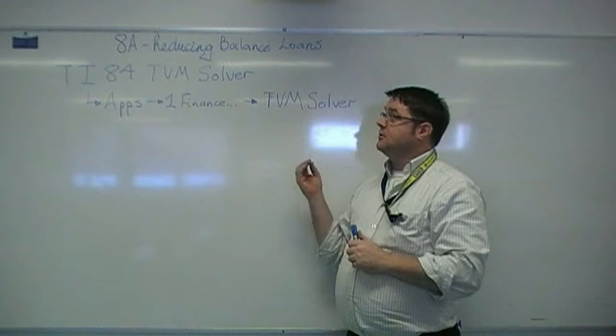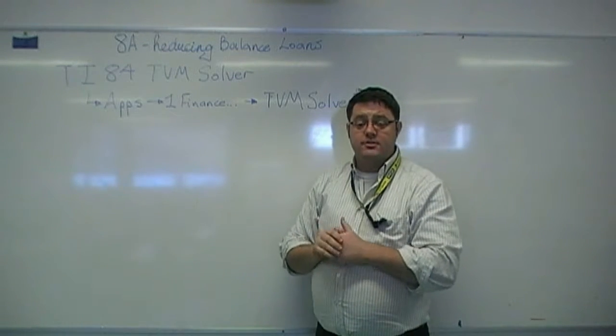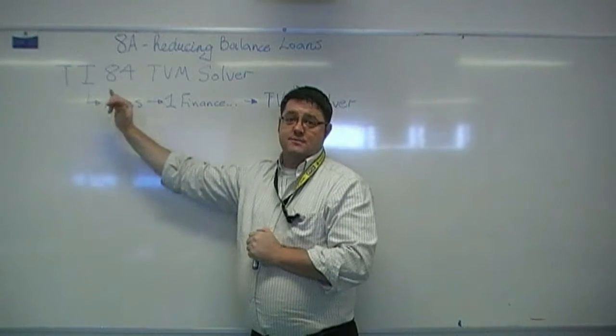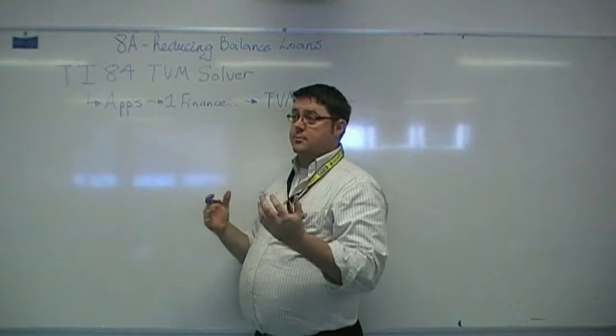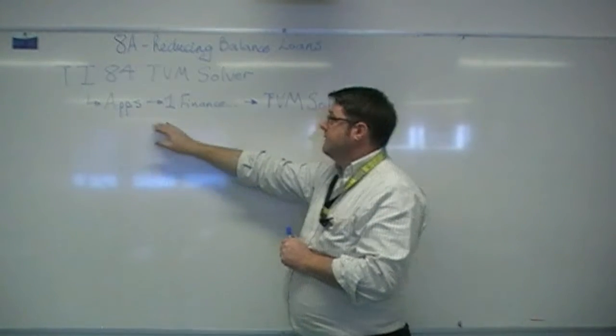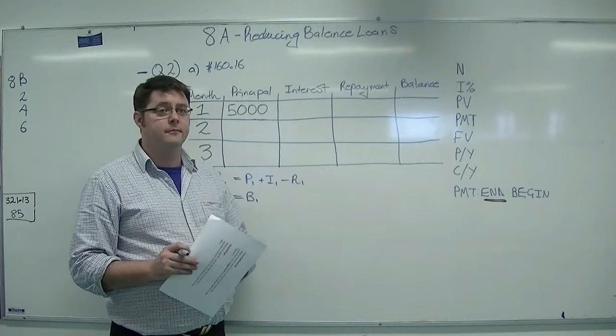And once again, similar to chapter 7, we're going to be using the TVM Solver app that's on our calculator. In particular, this class, we're going to be looking at the Texas Instruments 84 calculator, or variants thereof. To do so, we need to click the apps button. From there, we go to finance and we select TVM Solver.